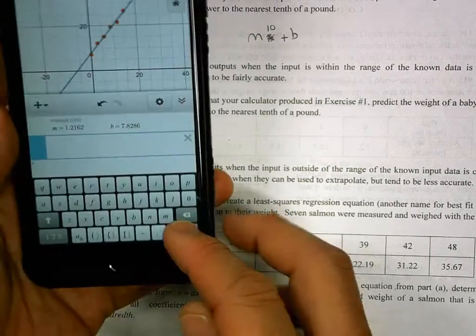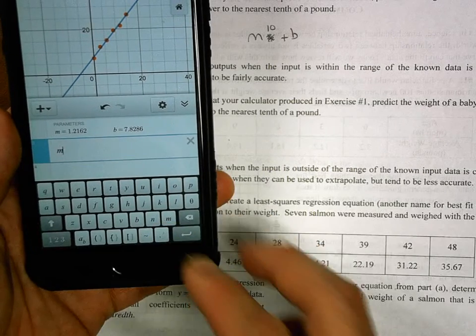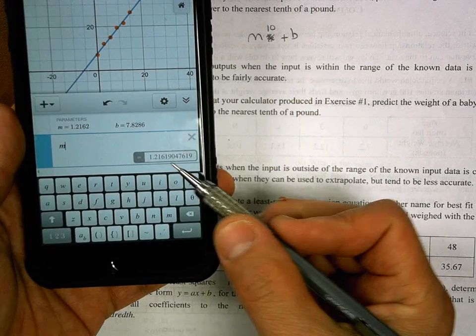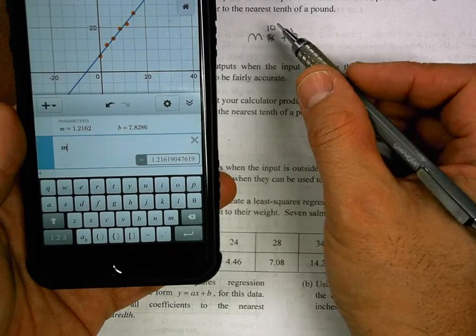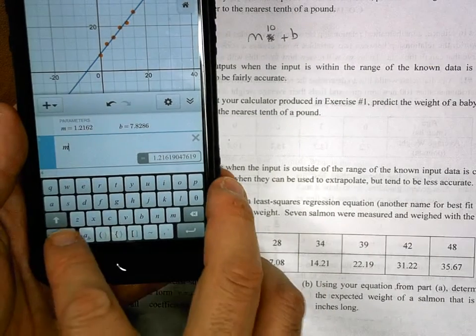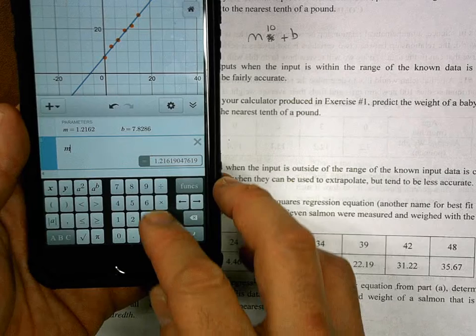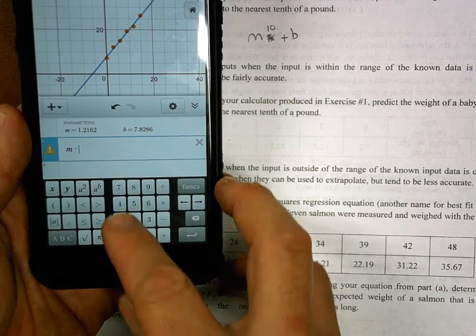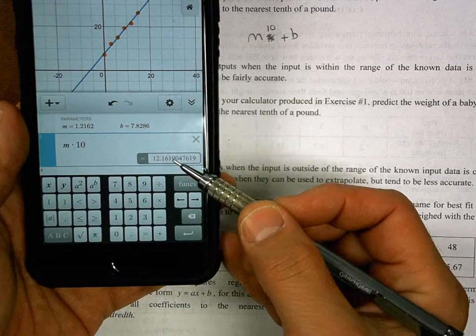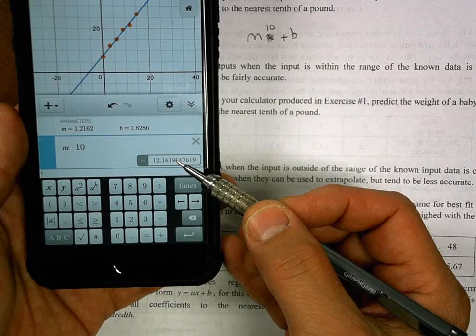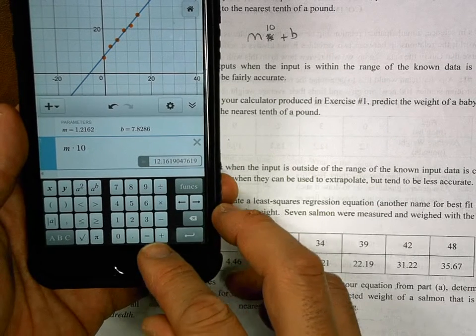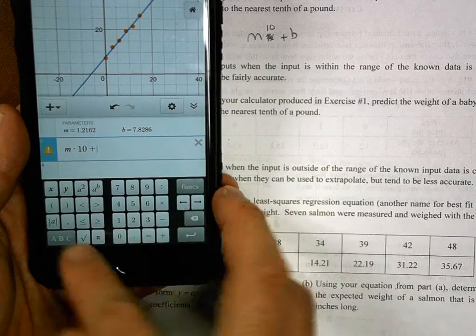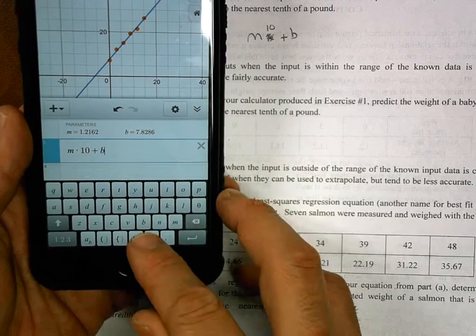Okay, so if I type in m, it's that stored value. That's our slope. Okay, times 10. I think we could just type in 10, or you could put times 10 if you want. I'm just going to put times just in case. But times 10, it already starts calculating that. And then plus b. Plus b. Let me go back over here. B. And there we go.